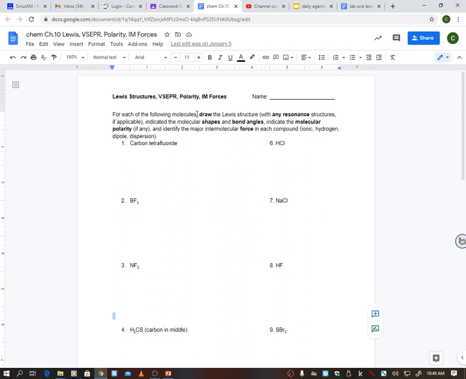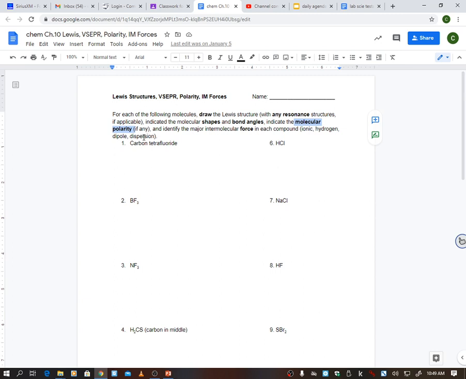Alright, so make sure you're doing everything. I have it highlighted, draw. And it says with any resonance structures, you're going to give me the shape. Now you may just draw it. You can write the shape out, like, oh, it's tetrahedral, or you can draw it in the tetrahedral, and that's fine too. Bond angles, that is really for my bent ones. If I have bent ones, I have bent that is about 109.5, but I have a bent option that's about 120. The polarity, if any, is it polar or non-polar?